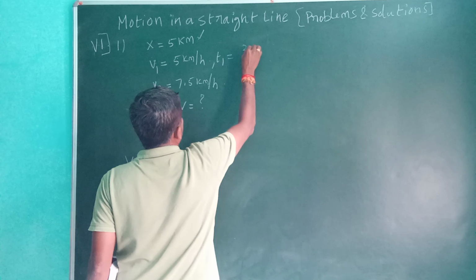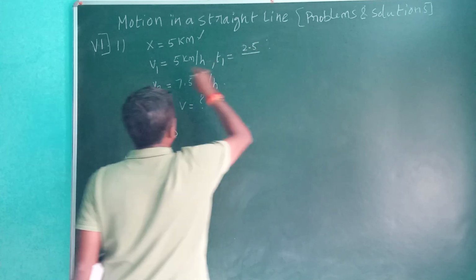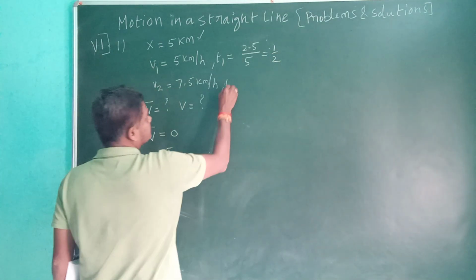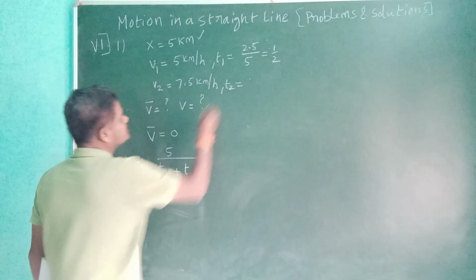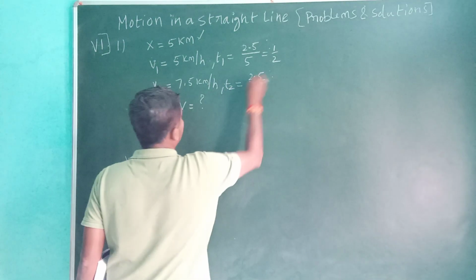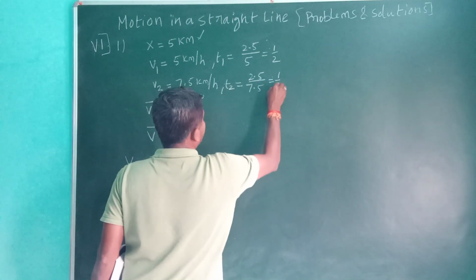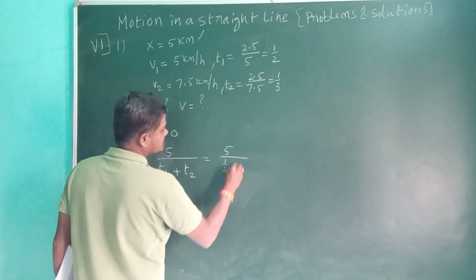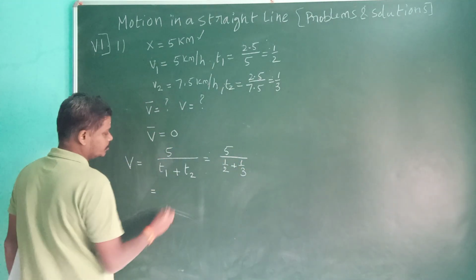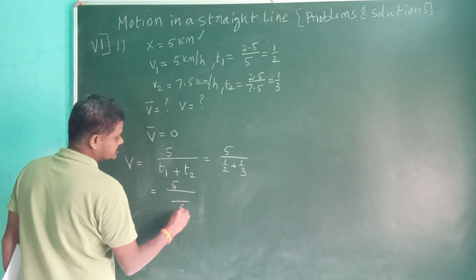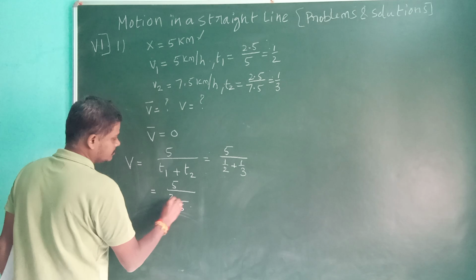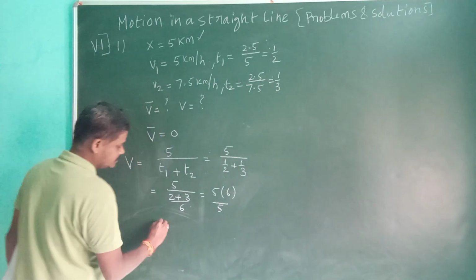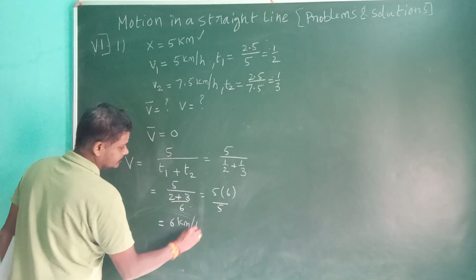T1 is distance traveled 2.5 divided by velocity 5, that is 1 by 2 hours. For the return journey, time T2 is distance traveled 2.5 divided by 7.5, that is equal to 1 by 3. Substituting, we get 5 divided by 1 by 2 plus 1 by 3. The LCM is 6, so we get 5 into 6 divided by 5, that is 6 km per hour.